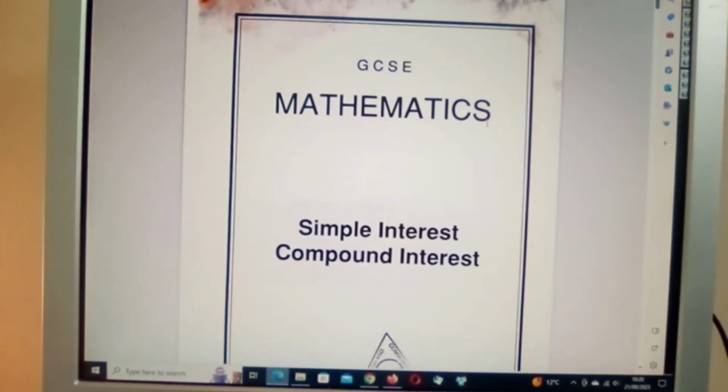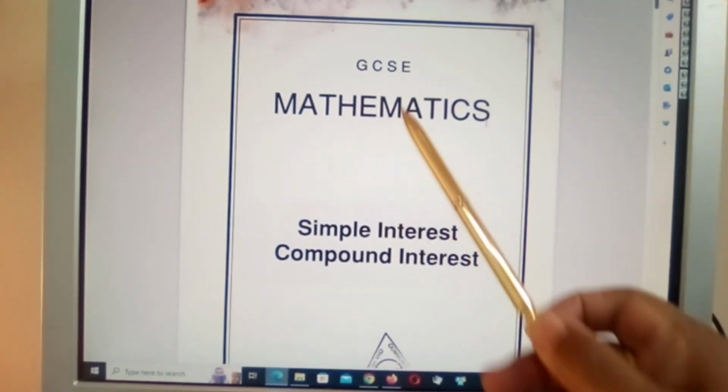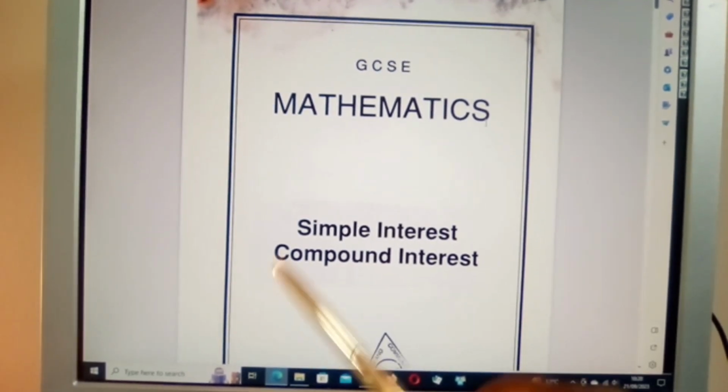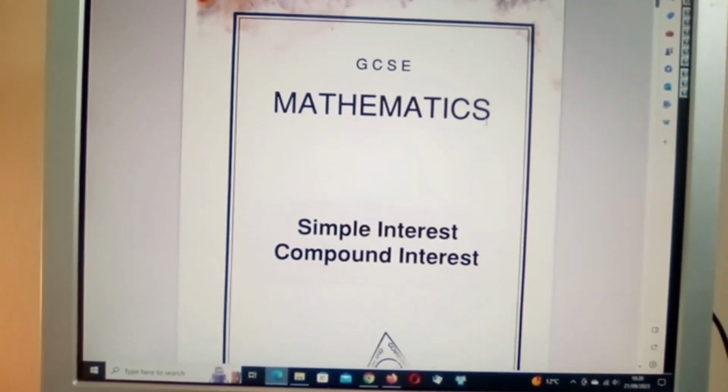Well, what I want to do is continue with GCSE mathematics, simple and compound interest. Or simple interest and compound interest, okay?